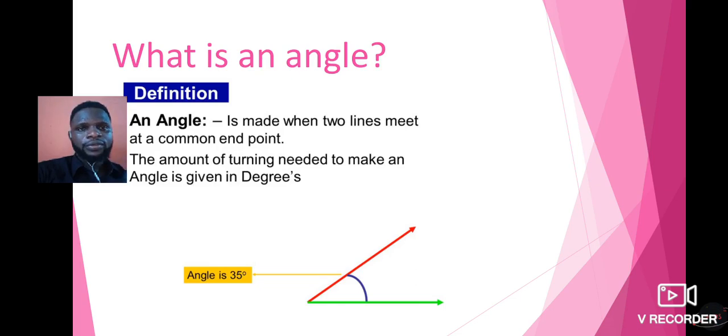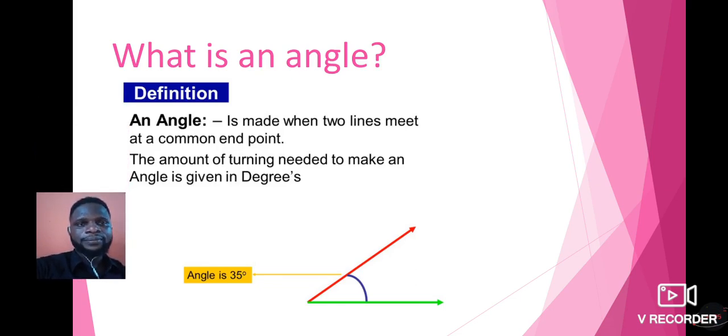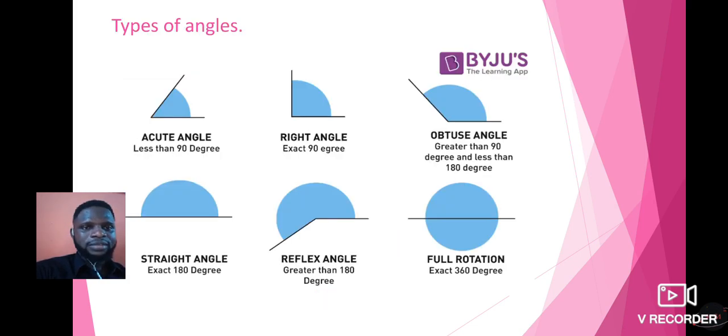So what is an angle? Definition. An angle is made when two lines meet at a common end or at a common point. When two lines meet at a common point, what is formed is an angle. As you can see, two lines meet to form an angle.